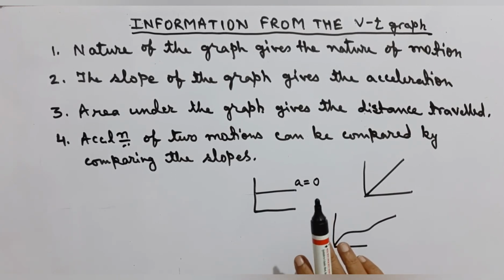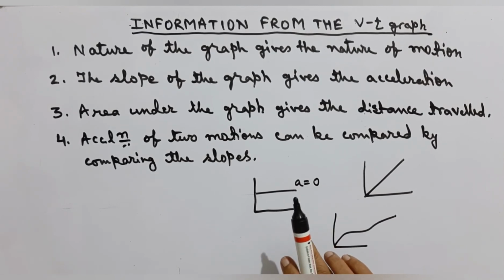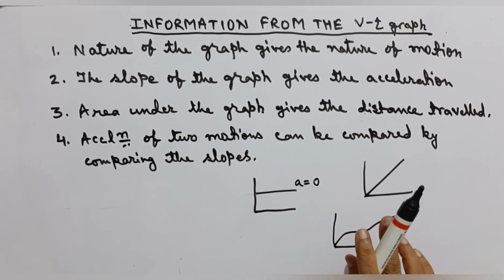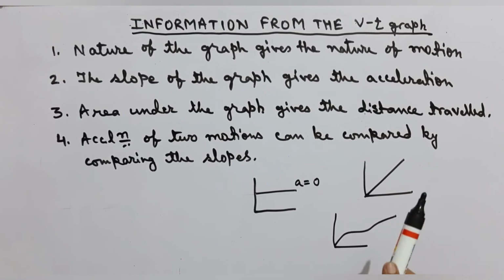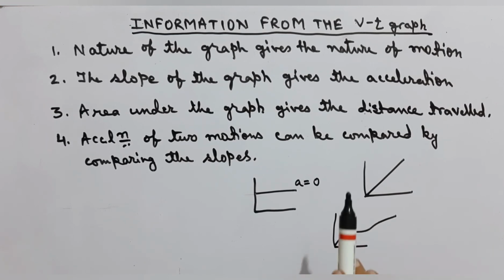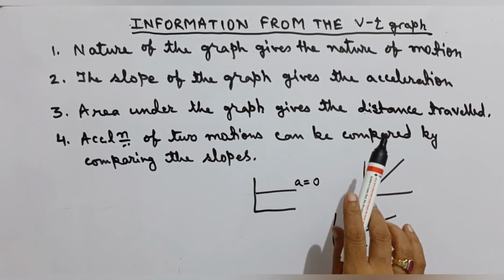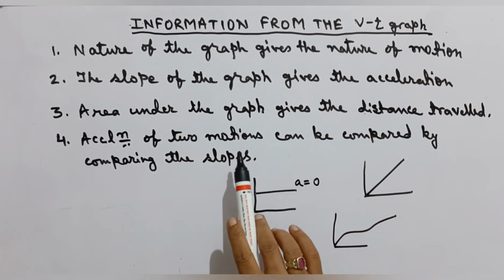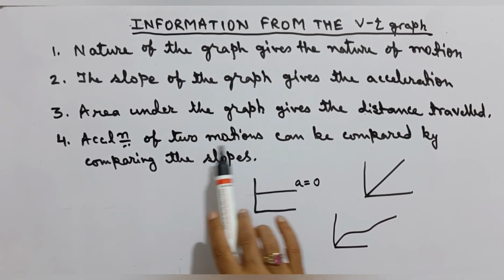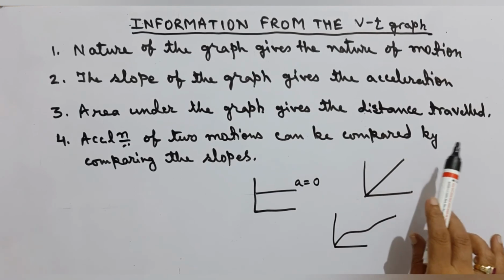So we have studied both distance time graph and the velocity time graph. In all cases, the nature of the graph and the slope of the graph are very important, while with the help of the velocity time graph, we can calculate one more quantity, that is, area under the graph gives the distance travelled.